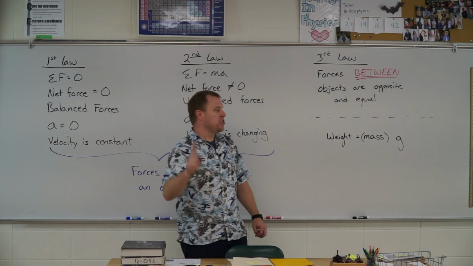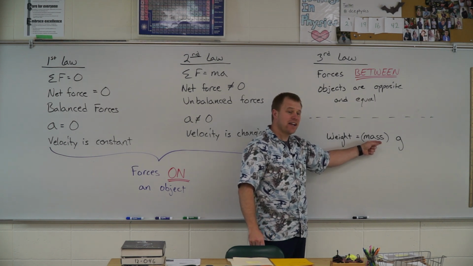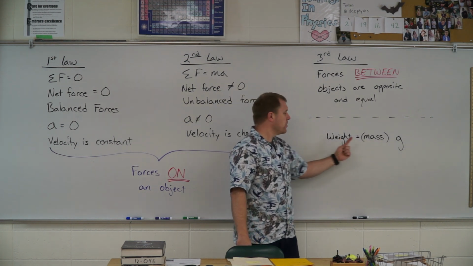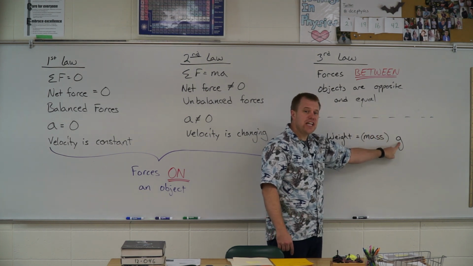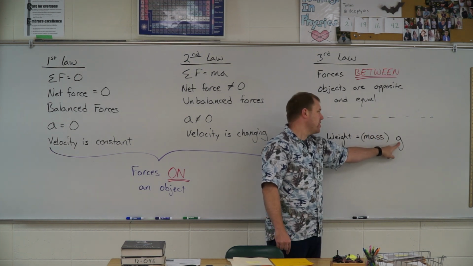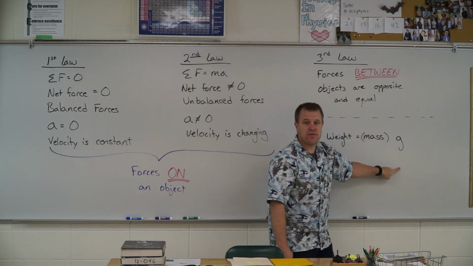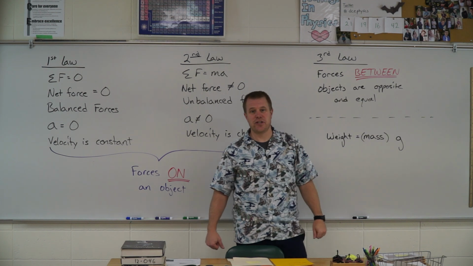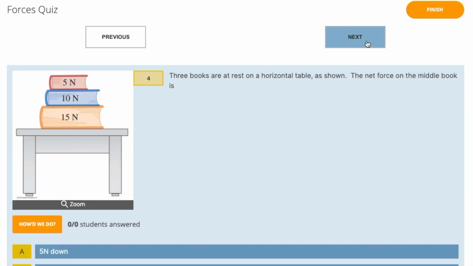Next one. Assuming you like chocolate cake, which would you rather have? Chocolate cake. So you want the most amount of matter of chocolate cake. So they all have 1 Newton, so you want the one with the largest mass. Well, on which g value, which acceleration of gravity, are you going to have more mass to produce the same amount of weight? The g value that is the smallest. So go eat your chocolate cake on the moon. Yep, B.